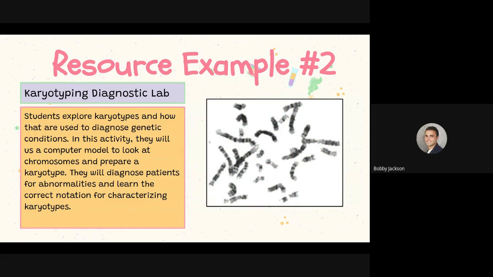Another resource available to you is the Karyotyping Diagnostic Lab. In this online lab, students will explore karyotypes and how they are used to diagnose genetic conditions. In this activity, they will use a computer model to look at chromosomes and prepare a karyotype. They will diagnose patients for abnormalities and learn the correct notation for characterizing karyotypes.